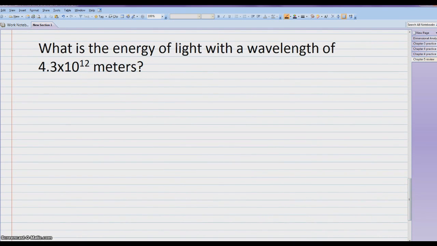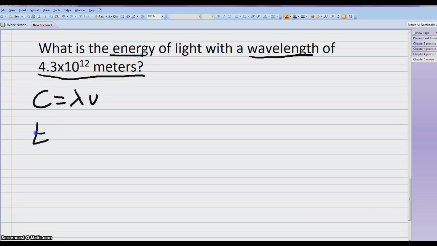The question is, what is the energy of light with a wavelength of 4.3 times 10 to the 12th meters? Okay, so we want to find energy, but we're given wavelength to begin with. So that means we're going to use two equations. The first equation is C equals lambda V, and then we're going to use the second equation, E equals H times V, Planck's constant times frequency. We're starting with the wavelength. We want to get to energy. So we're going to use our first equation first.